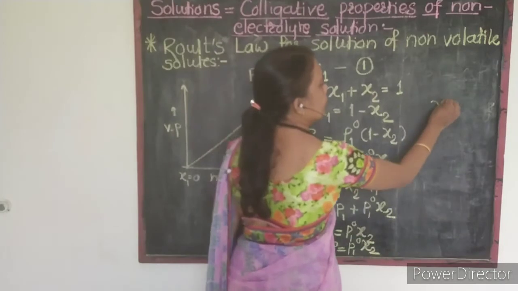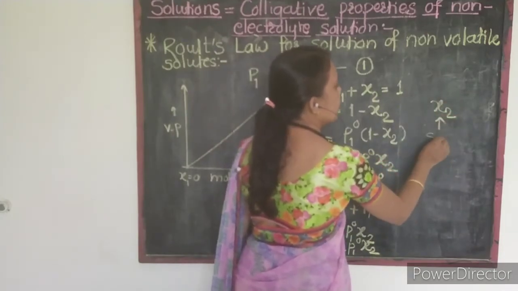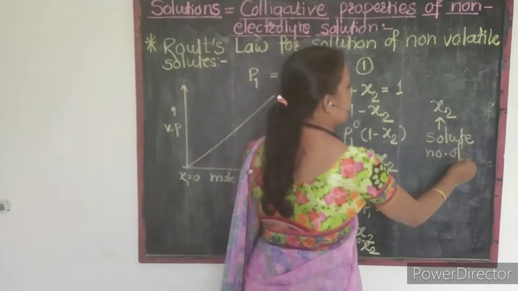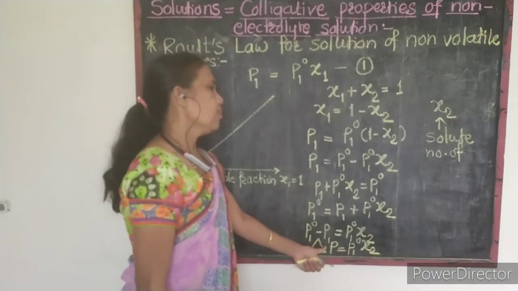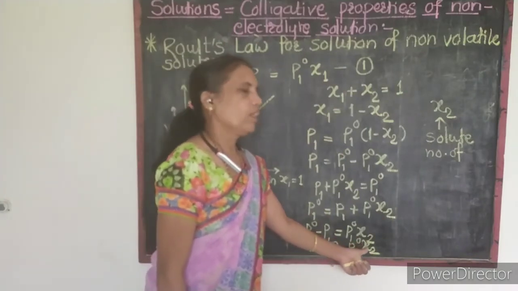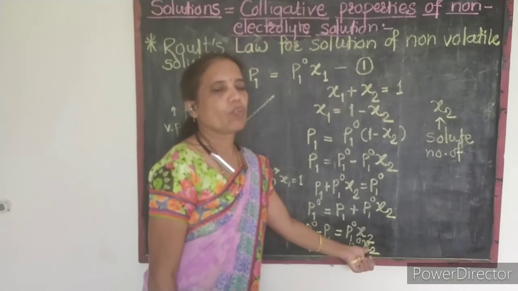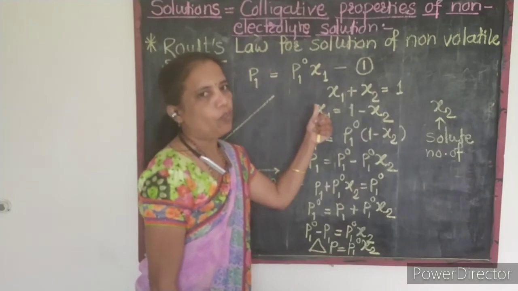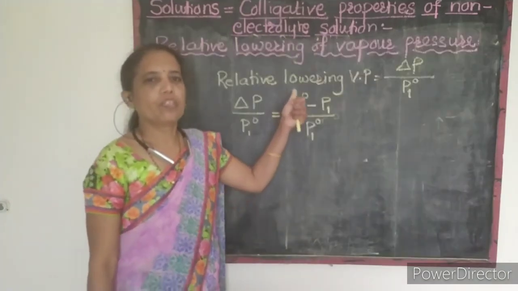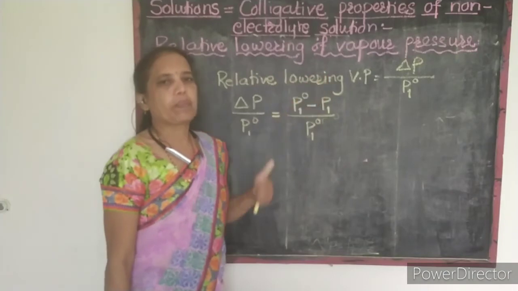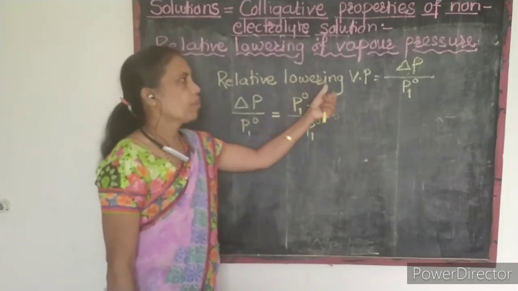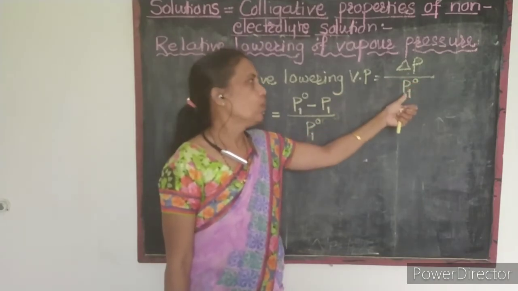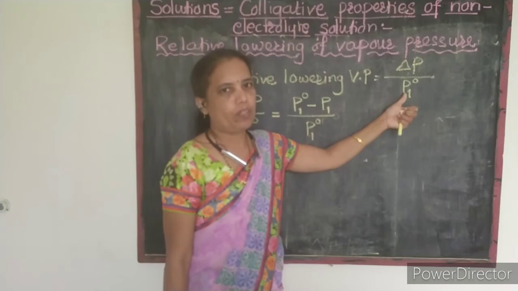x2 is nothing but the mole fraction of solute. It is nothing but the number of solute. That means lowering in vapor pressure depends on the number of solute, and from this we can say that lowering in vapor pressure is a colligative property. Now I am going to discuss the point relative lowering of vapor pressure. Relative lowering of vapor pressure is the ratio of lowering in vapor pressure to vapor pressure of pure solvent.